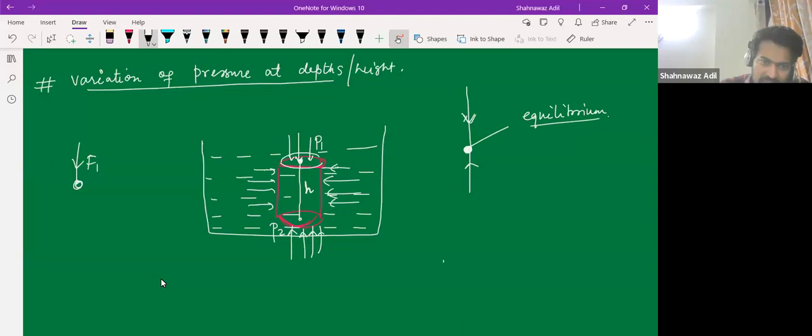Let's say one force is acting in this way, and the other force is acting in this way, and this is at equilibrium, equal to F.